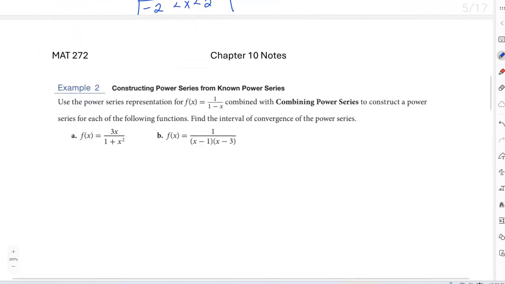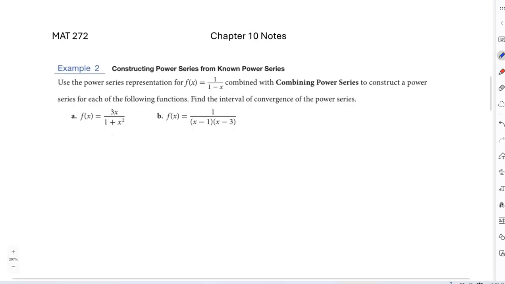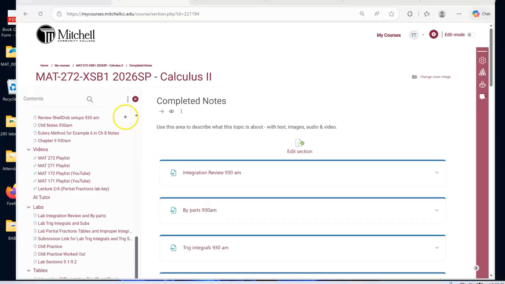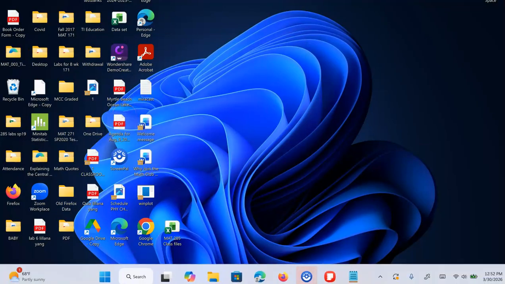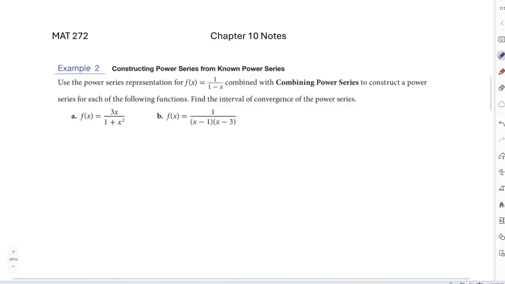So let's look at example 2. We're going to use the power series representation for f of x equals 1 over 1 minus x, combined with the combining power series, to construct a power series for each of the following functions. In the first one, we're going to look at f of x equals 3x over (1 plus x) squared. So the first thing we want to do is see if we can rewrite this function as a geometric series.